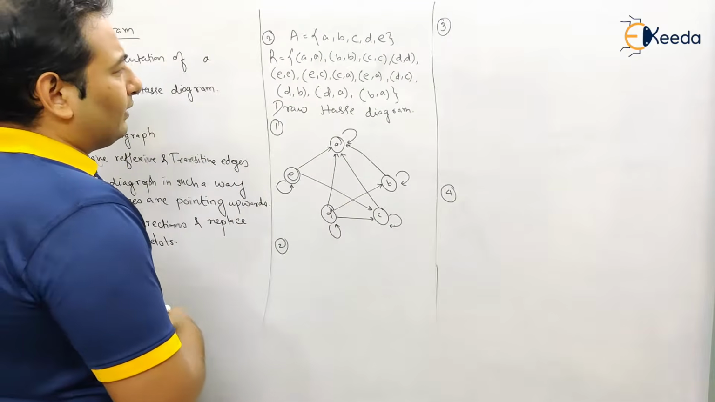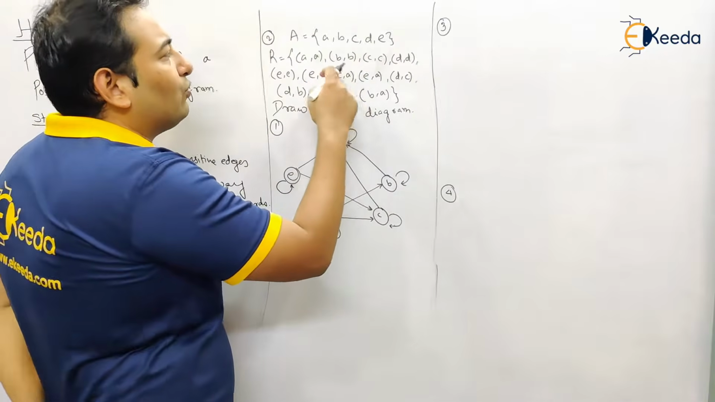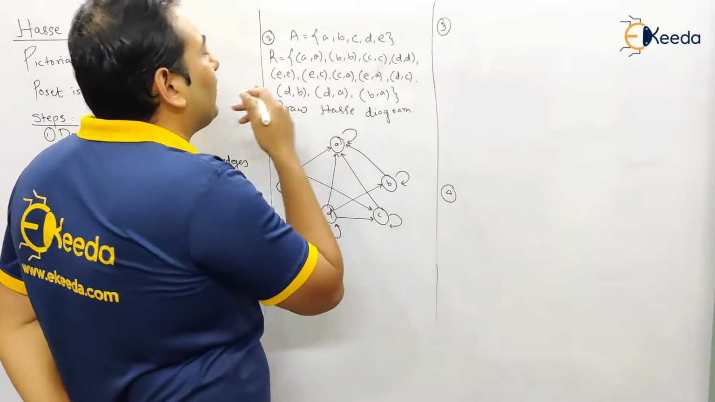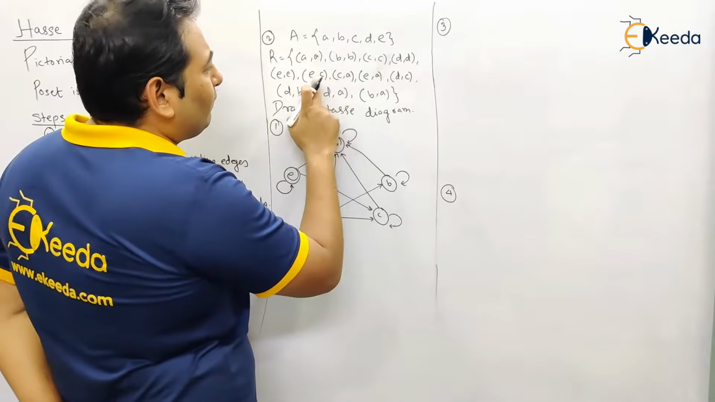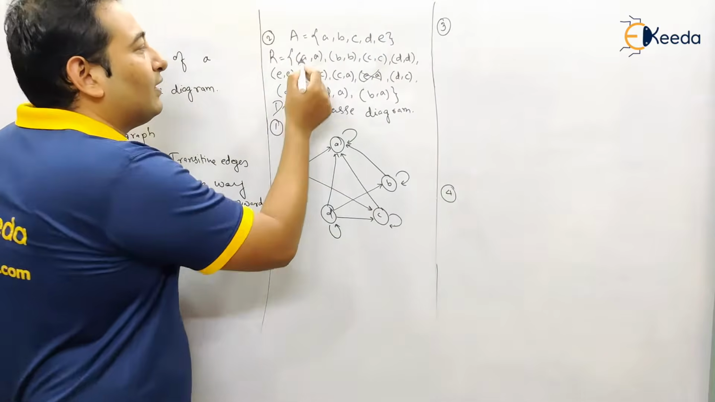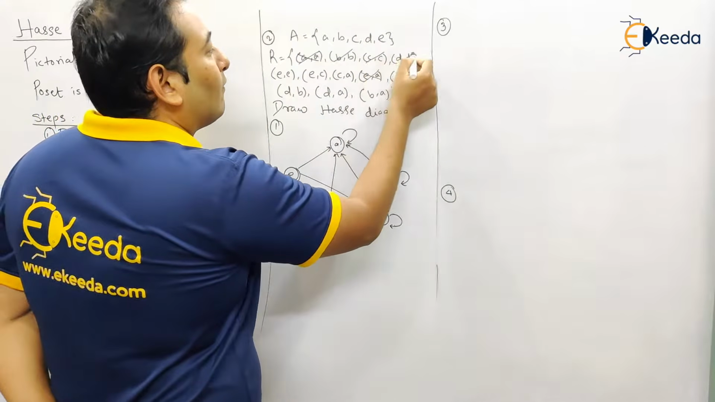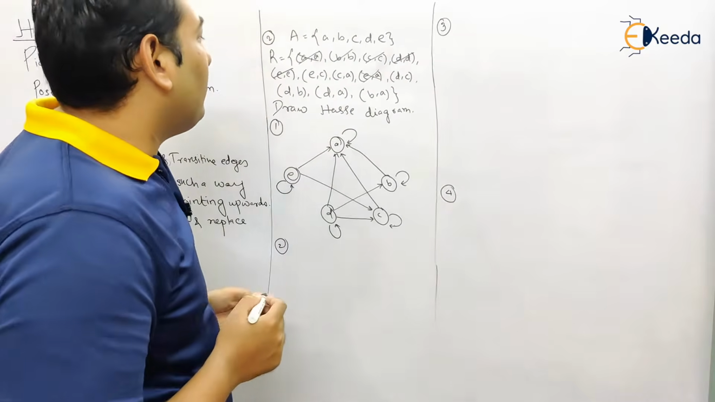Let us start. I prefer removing transitive properties from this particular relation, not from the diagram. So let us do it. See here, EC, CA, so EA. So EA will be gone. Since EC, CA, EA will be gone.